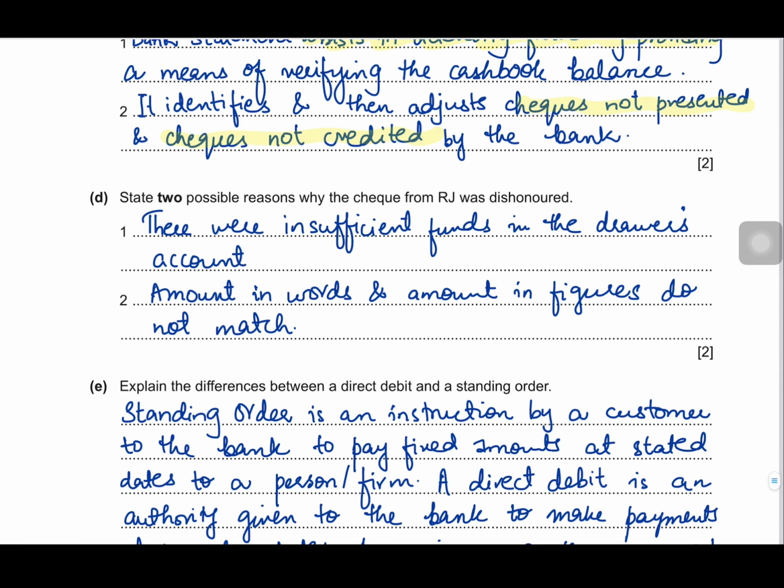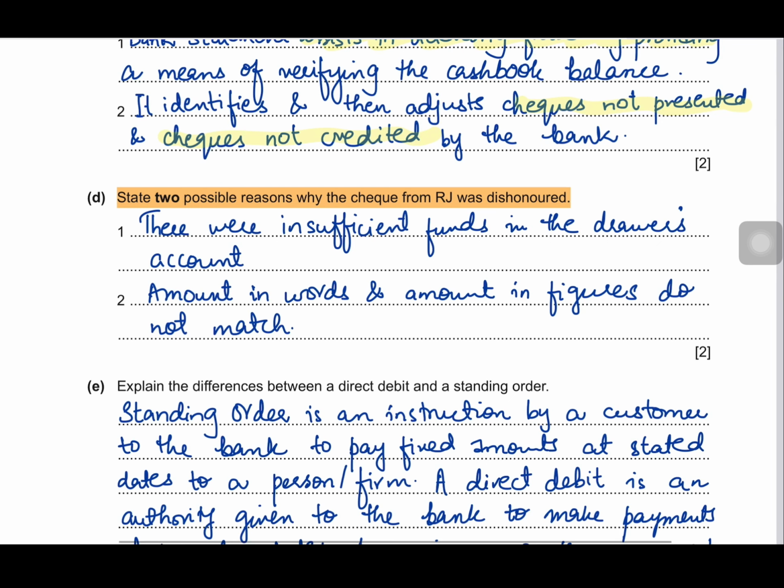Part D says: state 2 possible reasons why the check from RJ was dishonored. Why the check from RJ was dishonored, that we corrected in the updated cash book, and this again we have discussed. The reasons I have written are: there could be insufficient funds in the drawer's account, or in RJ's account, and the amount in words and the amount in figures did not match. The check could be a stale check, as it was written, for instance, 6 months ago, and now it is not valid, or there was some overwriting on the check.